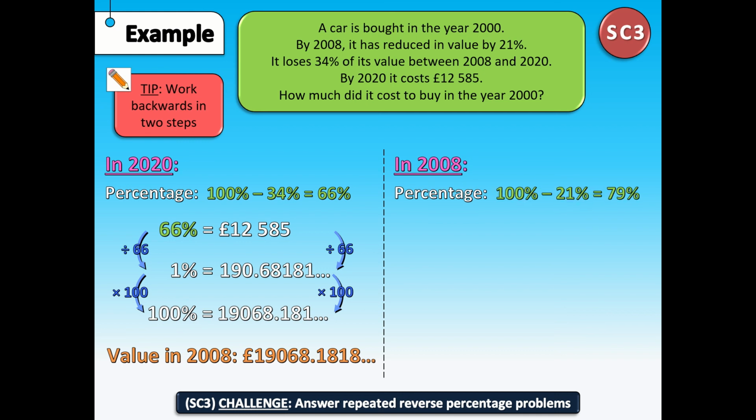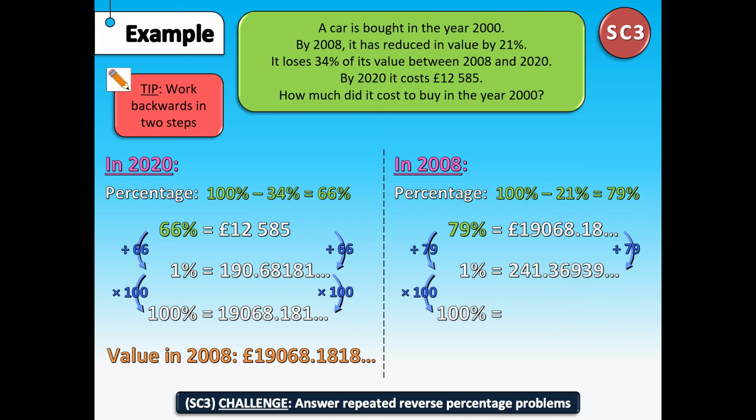So now we work out the cost in the year 2000. So in 2008 it lost 21% of its value, so that's 79%. So if we work out 100%, that'll be its value in the year 2000. So we divide by 79 to work out 1%, and then we times by 100 to work out 100%. So in the year 2000, the car was valued at £24,136.94.